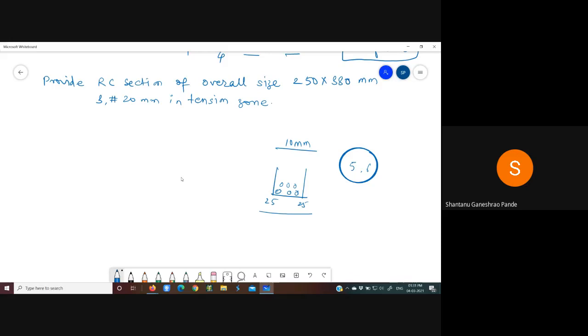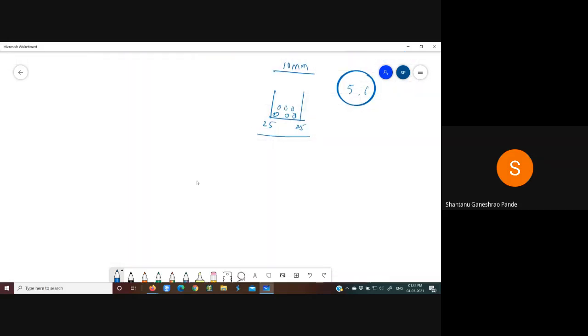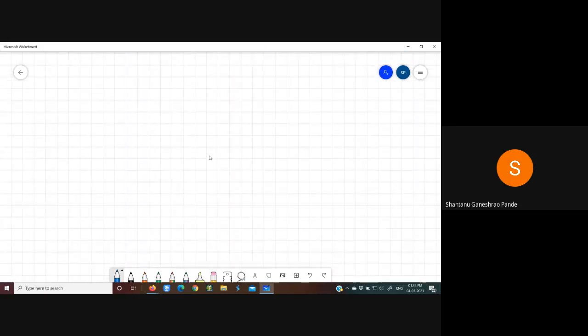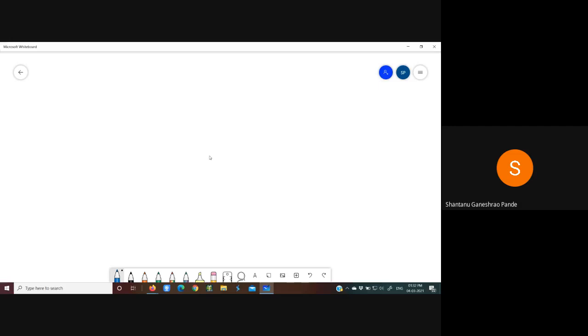Calculate the ultimate moment of resistance of the section, and also determine the maximum UDL the beam can carry over a span of 3 meters. Use M20 grade of concrete and Fe500 steel.